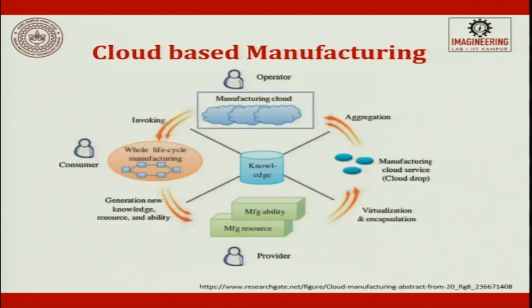So, that was cloud computing. Now, let us move to our scenario of manufacturing. You will have an operator, a manufacturing cloud server, a provider, and also a customer. The operator gets data from the customer. The customer is the consumer here. So, the whole life cycle of manufacturing is taken care of. Then how does he get the data? He gets generation of knowledge, resource and ability from this. So, manufacturing ability and resources.